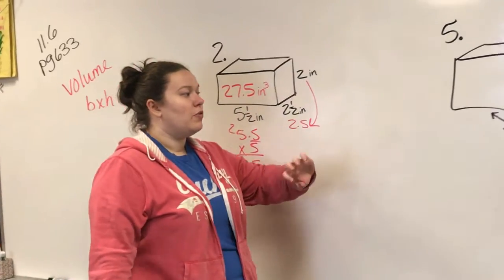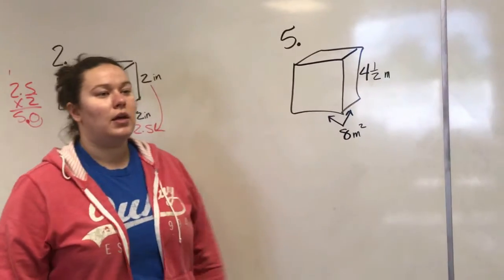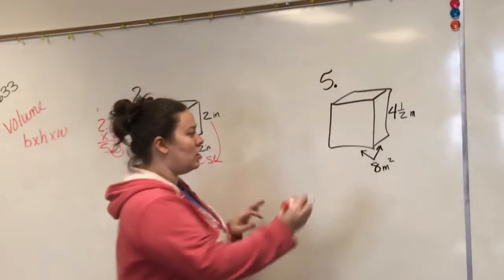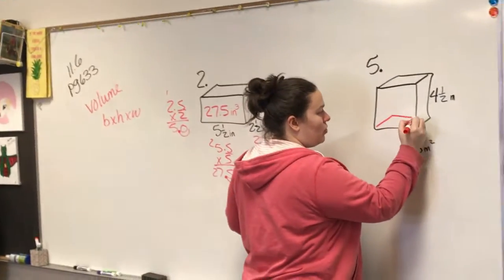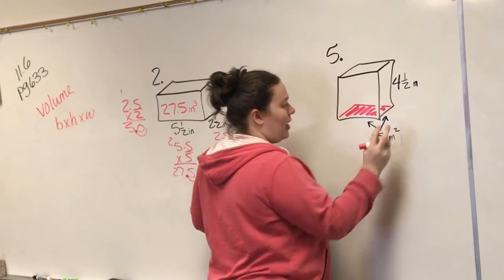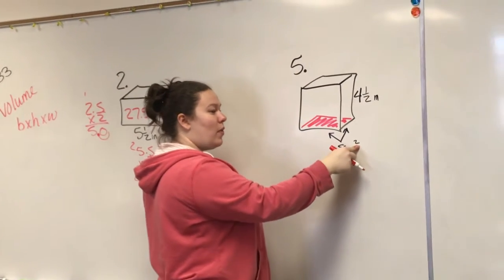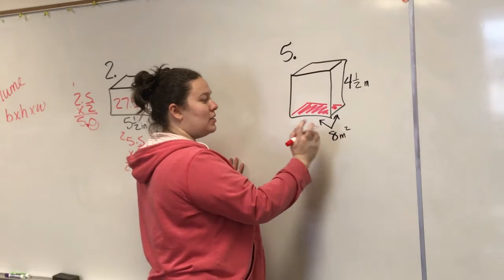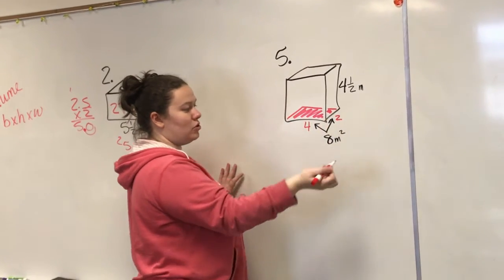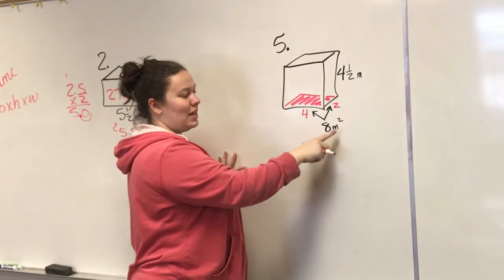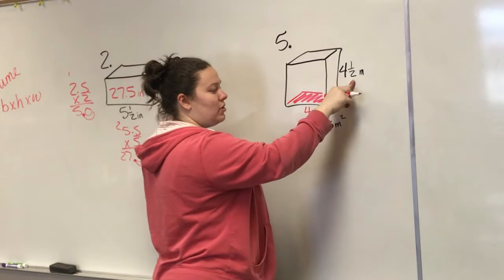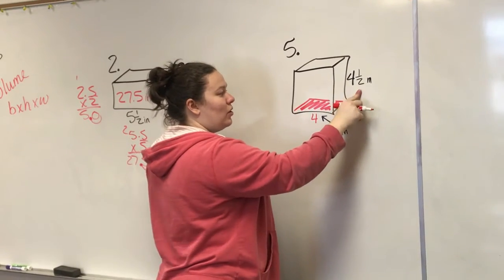I'm skipping to number 5 in your book only because this one's different. If you notice, it colored in this bottom square, and if you look carefully at the label, it already had a squared on it. That means it already multiplied this. So let's just pretend it was 4 by 2, and they already multiplied and said that it was 8. So it already did the first step for us. Now we just have to multiply this 8 by this 4.5.